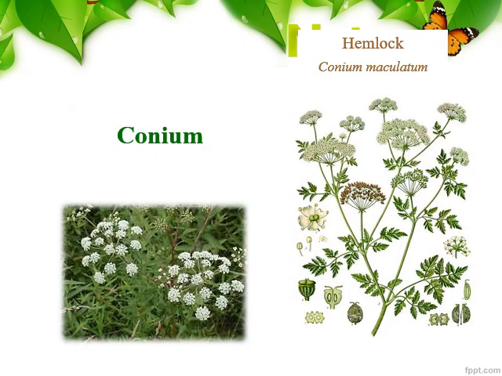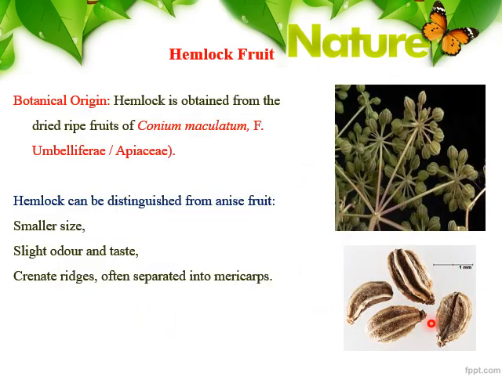The allied drugs or adulterants of anise, as we said, are conium or the hemlock fruit. This is a flower of conium. In anise, the inflorescence is bright yellow in color. The shape of the hemlock or conium fruits is almost similar to anise, so it is mixed by accident or adulterates anise fruits.